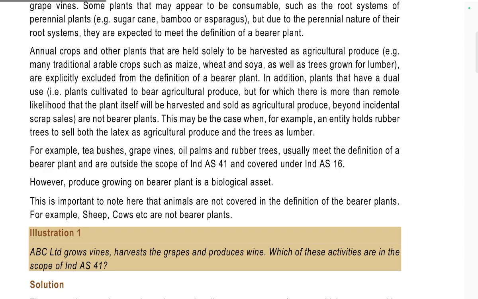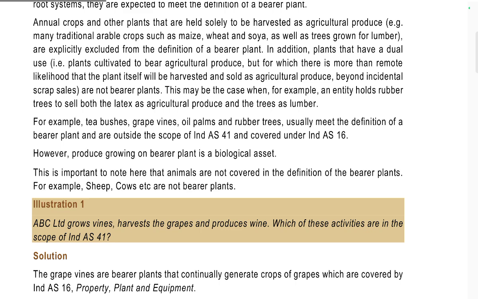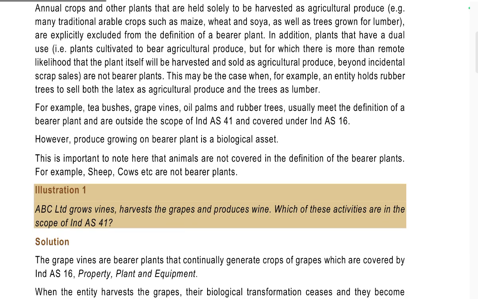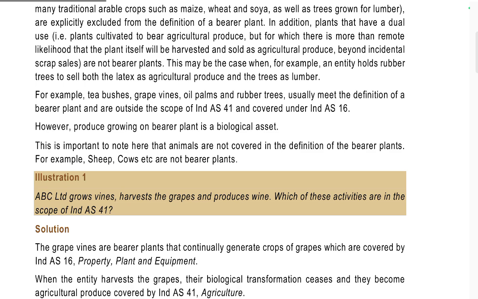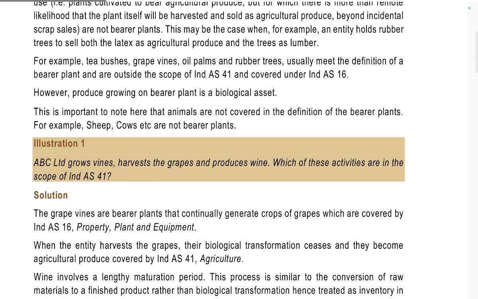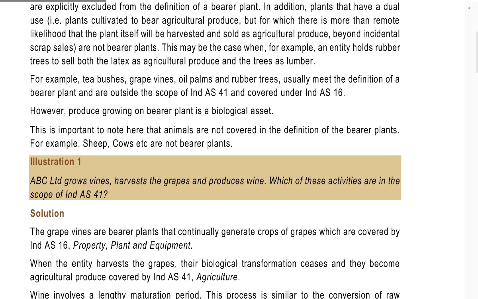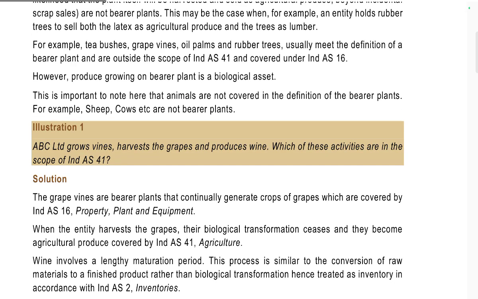An exception concerns plants that have dual use. Plants cultivated both as bearer plants and for agricultural produce, where the likelihood of being sold as agricultural produce is more than remote and beyond incidental scrap sales, are not bearer plants. For example, an entity holds rubber trees and sells both latex and the trees as lumber. Tea bushes, grape vines, oil palms, and rubber trees usually meet the definition of bearer plants and are outside the scope of Ind AS 41 after the 2016 amendment.